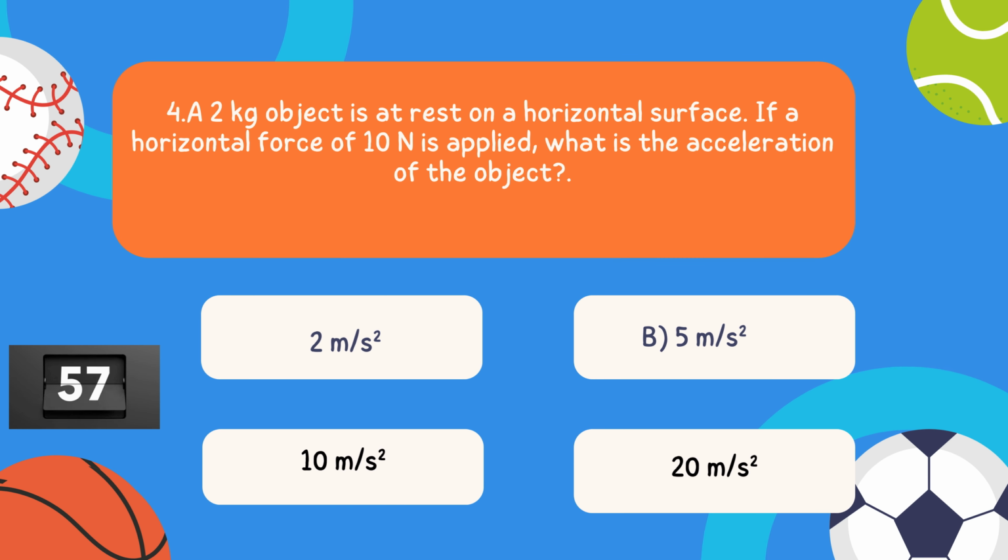A 2 kilogram object is at rest on a horizontal surface. If a horizontal force of 10 newtons is applied, what is the acceleration of the object? Options are 2 meters per second squared, 5 meters per second squared, 10 meters per second squared, 20 meters per second squared.